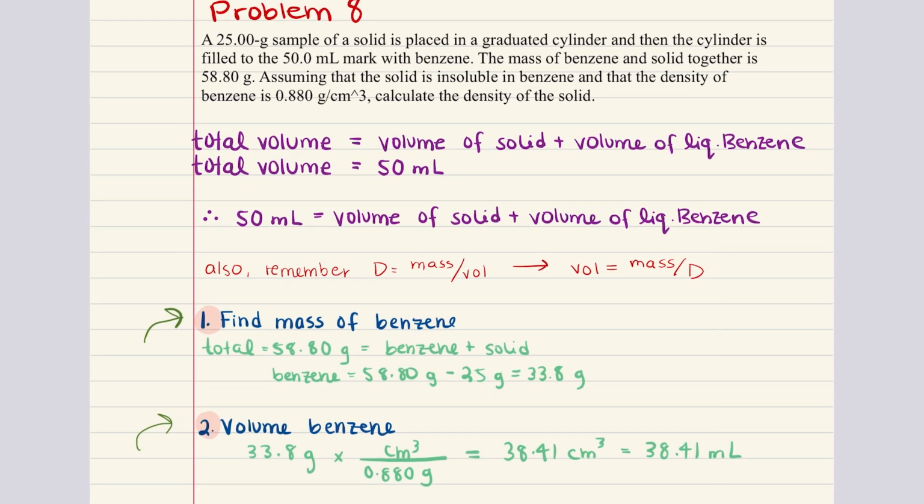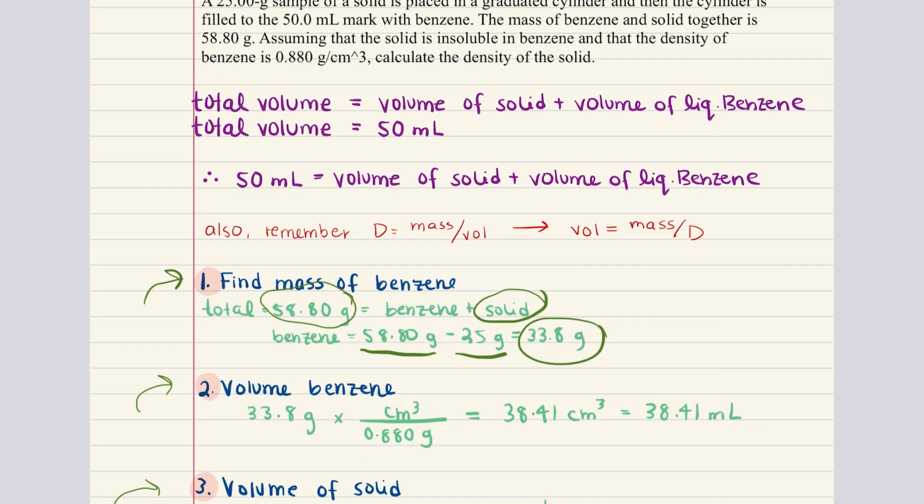Let's find the mass of benzene. We know the total mass to be 58.8 grams, all right? And we know that the mass of the solid is 25. So to figure out the mass of the benzene, we're simply going to subtract the total, 58.8 grams, minus the solid, 25 grams, to get 33.8 grams for the mass of benzene. Wonderful.